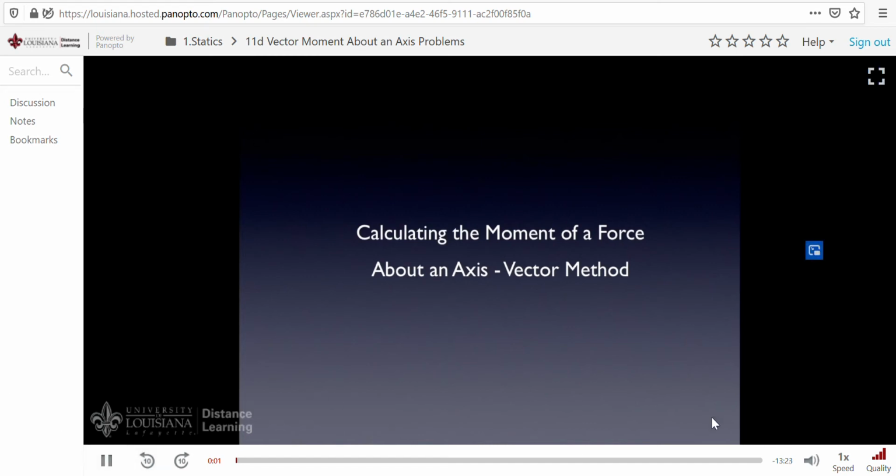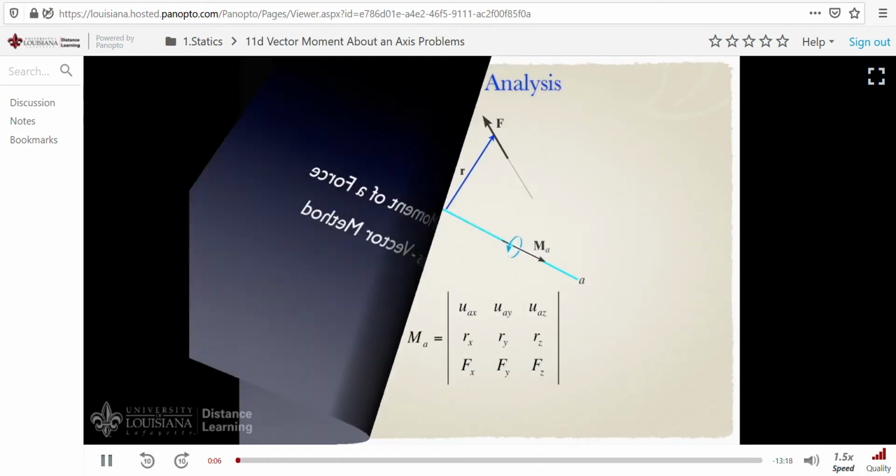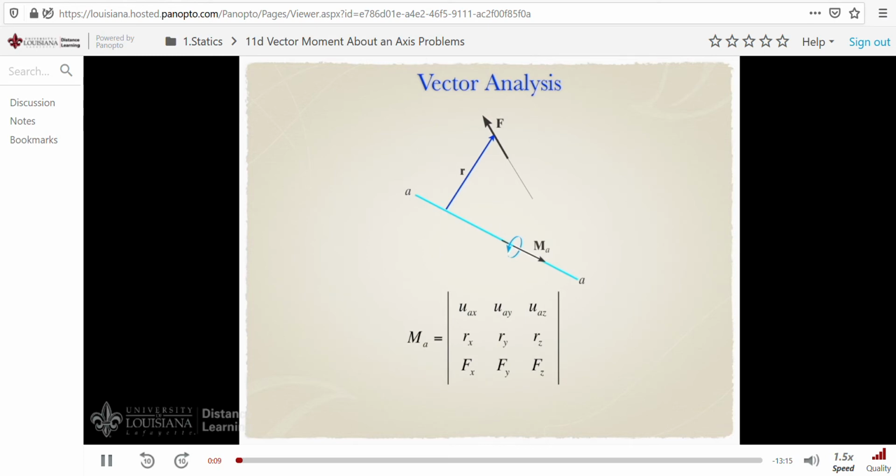In this lesson, we'll calculate the moment of a force about an axis using the vector method. First, though, let's review the idea. To find the magnitude of the moment around an axis, we do it by expanding this determinant. In it, the first row is the unit vector that defines the direction of the axis. This unit vector can go this way, or you can flip it around and make it go the other way. It really doesn't matter.